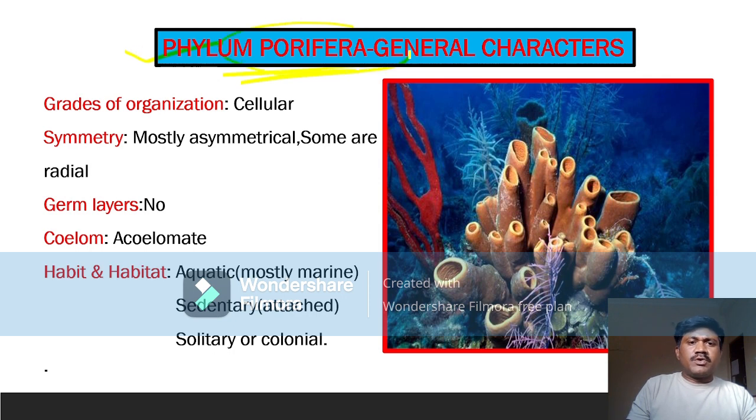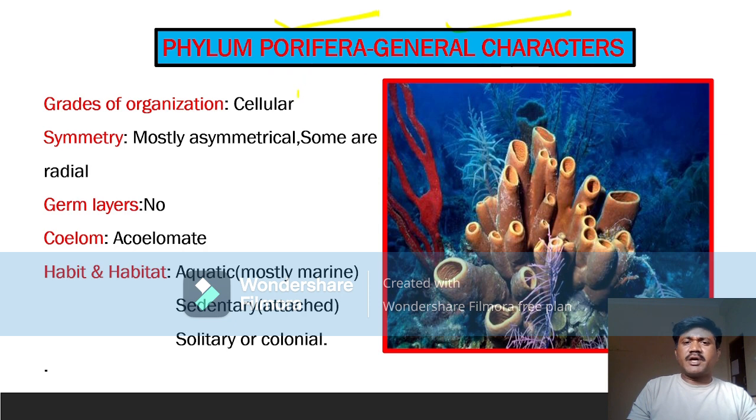Porifera means pore bearing animals. Pore means what? Pore means generally minute openings. Small openings are called what? Pores. Okay, minute openings are called pores. So on their body surface we can observe so many minute pores, so that is why they are called poriferans, pore bearing animals.